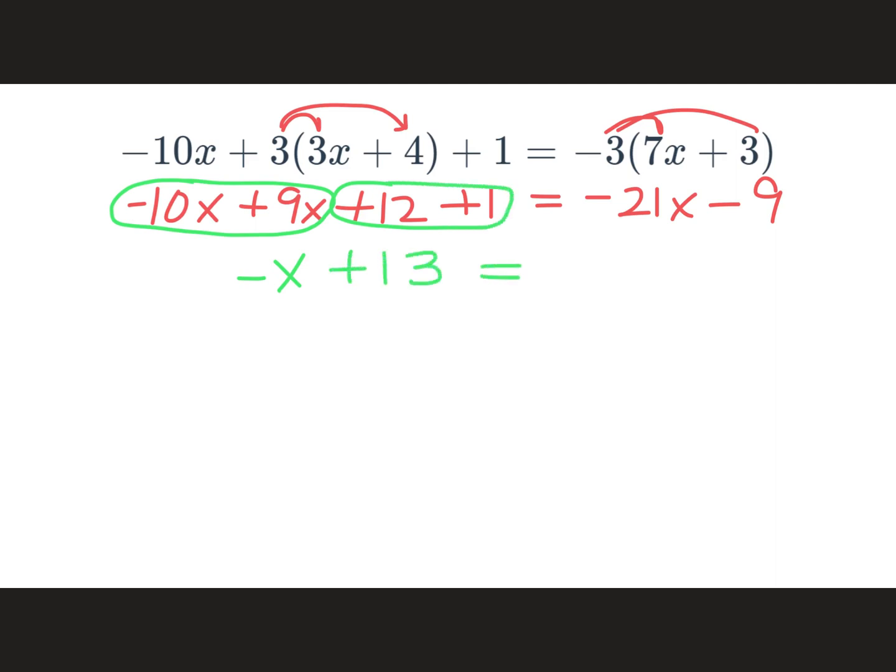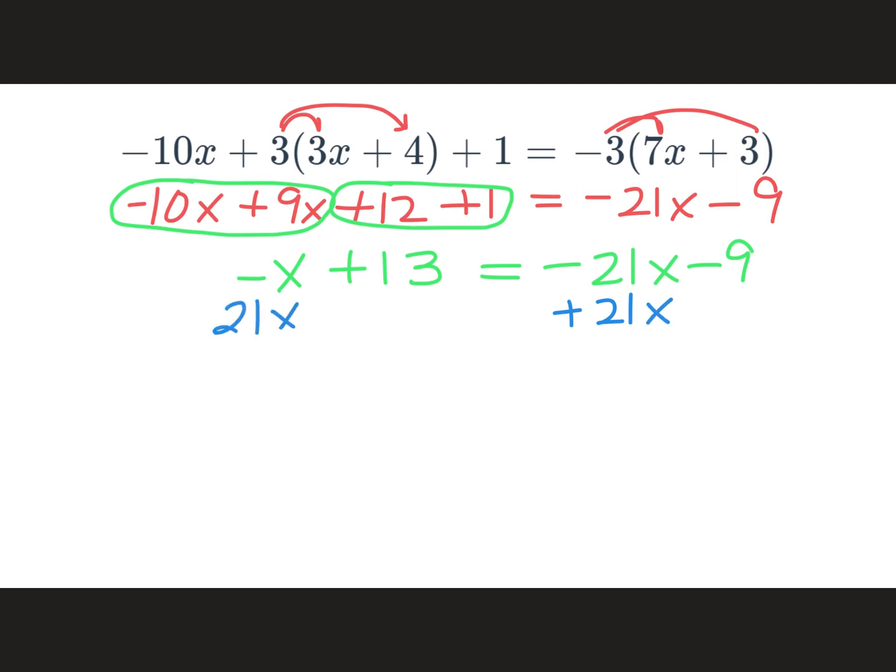Over on this side, oh, it's already simplified. Woohoo! All right. Next step, I'm going to get rid of the terms. I have x's on both sides. I want to get rid of one of those terms. I'm going to go ahead and get rid of the -21x by using a positive 21x. Those should cancel each other out.